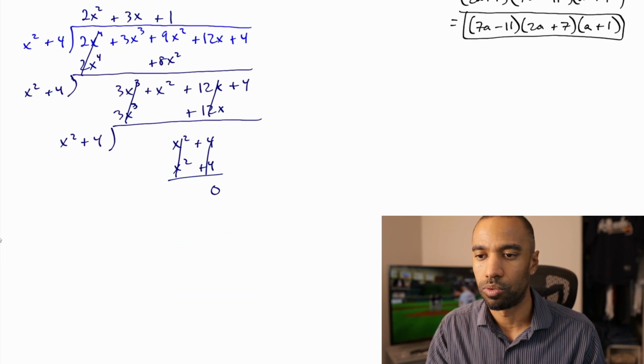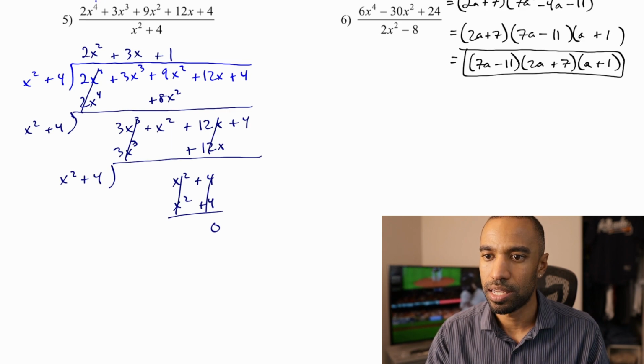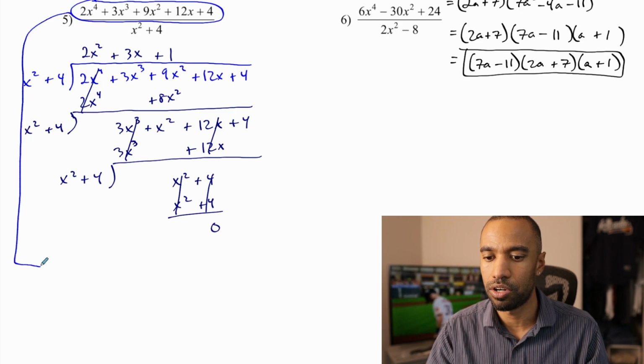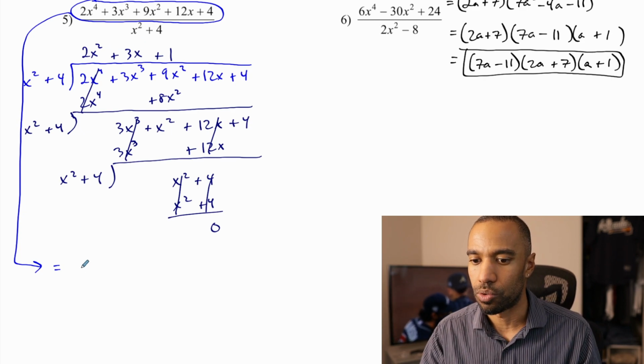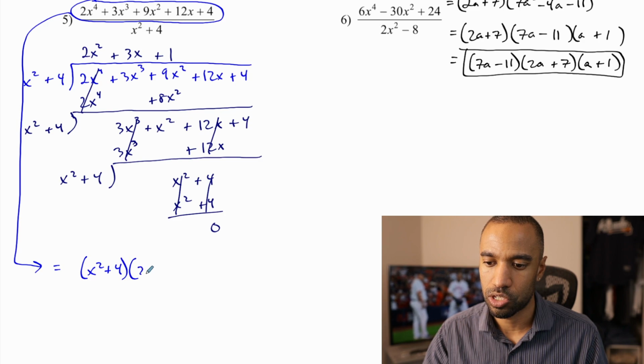All right, so what am I going to do with that? Well, I'm going to take this right here, and I'm not going to rewrite it. I'm just going to draw an arrow down and say, hey, this thing right here is equivalent to the divisor times the quotient. So this x squared plus 4 times 2x squared plus 3x plus 1.